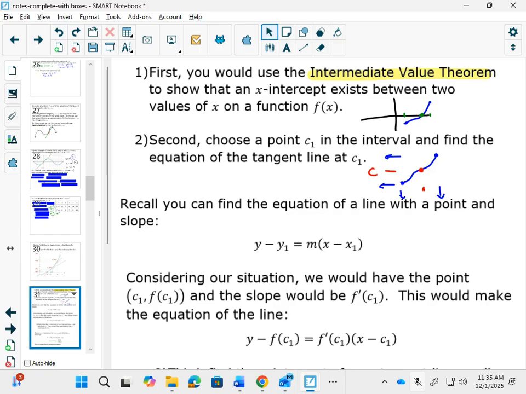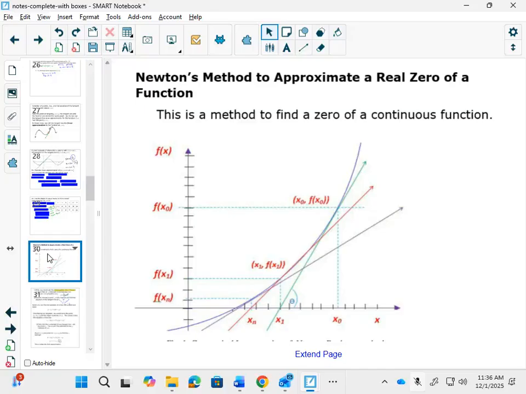So what Newton said is, okay, if I choose some point on there, and I pick that point and I draw a tangent line, where my tangent line crosses the x-axis could be a good estimate. Not perfect, but it could be good. And this diagram is showing that. Okay? First of all, we start with this point.